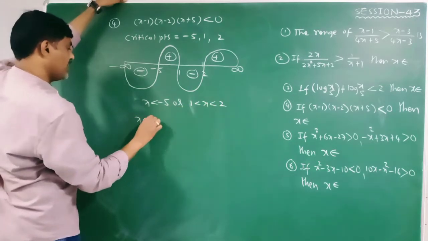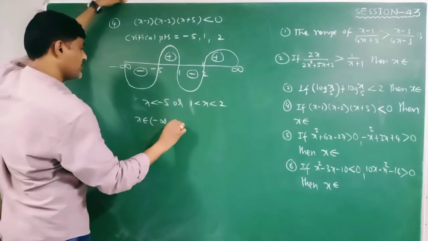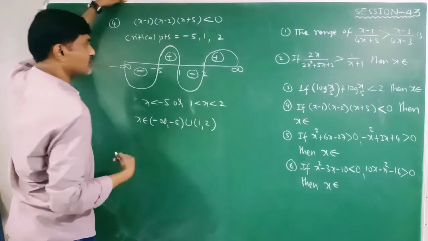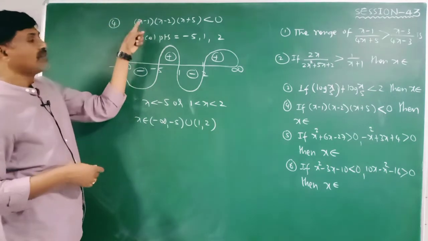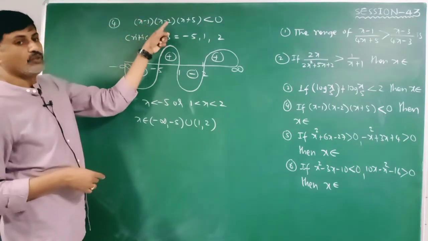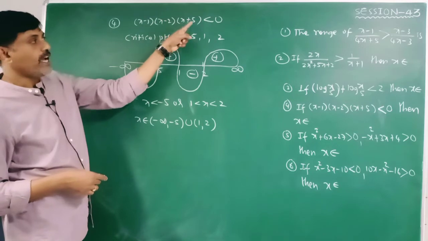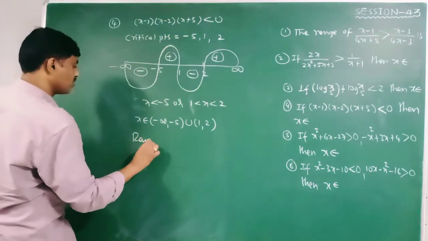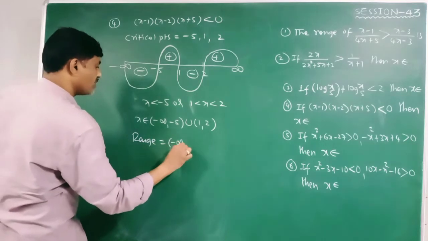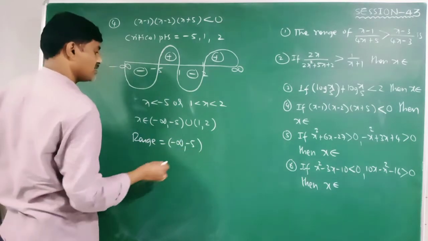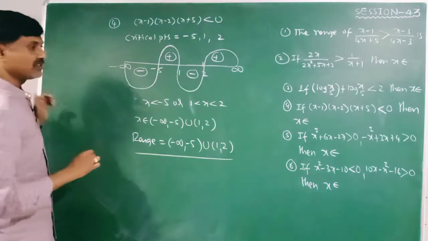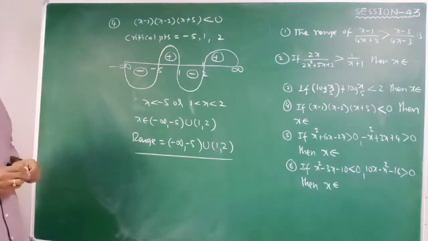Therefore clearly x belongs to minus infinity to minus 5 union 1 to 2. Now this is the solution of x minus 1 into x minus 2 into x plus 5 less than 0. So we can write the range of the given inequation is minus infinity to minus 5 union 1 to 2. This is the solution of the given inequation.